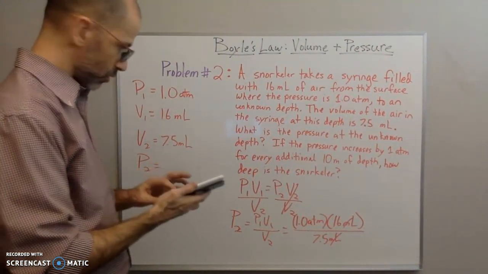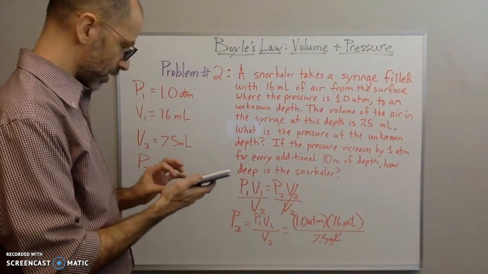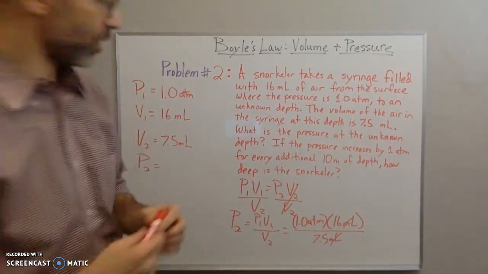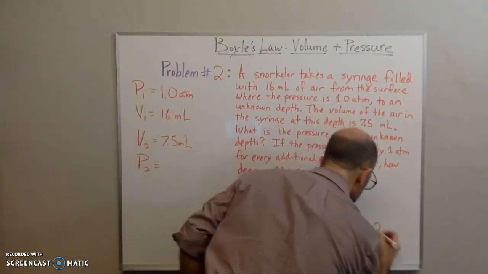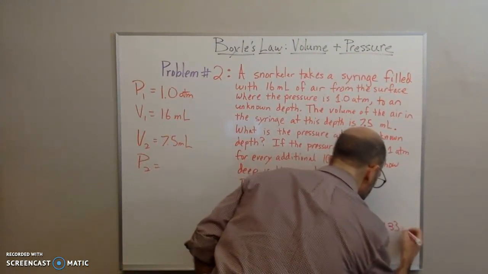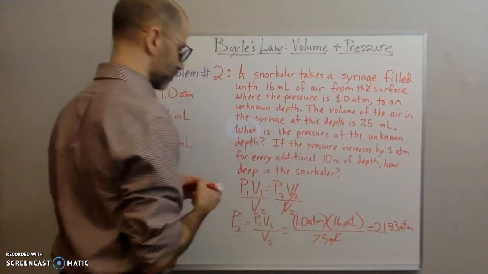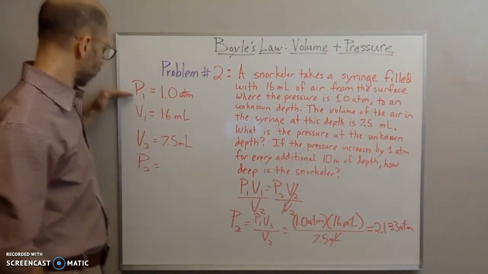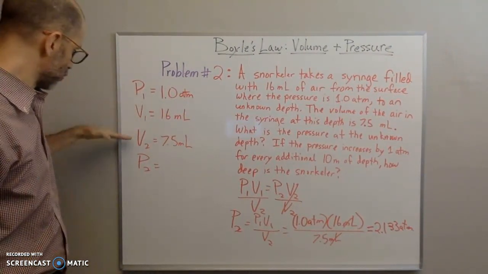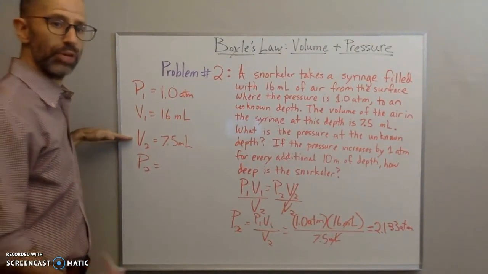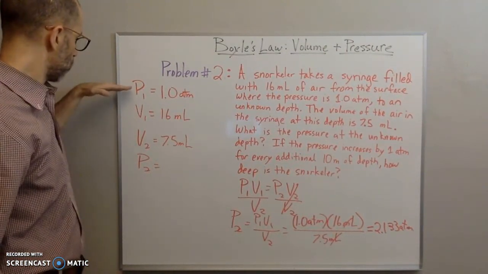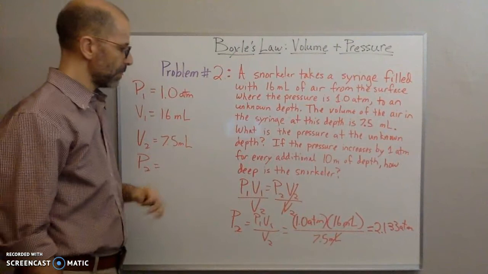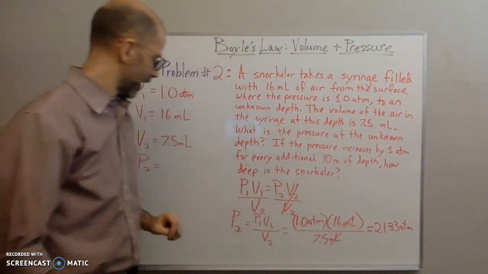So 1.0 times 16 divided by 7.5 equals, and I get 2.133, and that's atmospheres, okay? So we can check our answer to make sure it makes sense. Here we decreased the volume, so we would expect the pressure to increase. We went from 1 atmosphere to 2.133 atmospheres, so it went up, so it makes sense. Okay, so that is going to be the answer to the pressure.